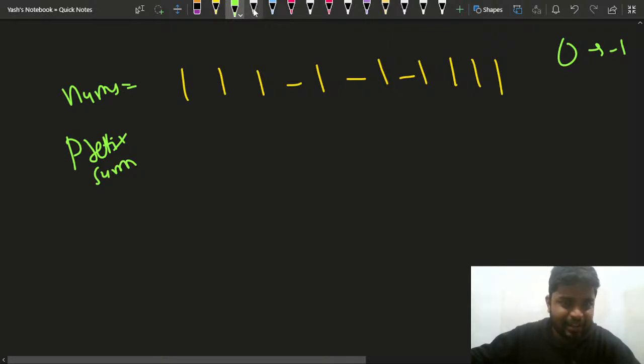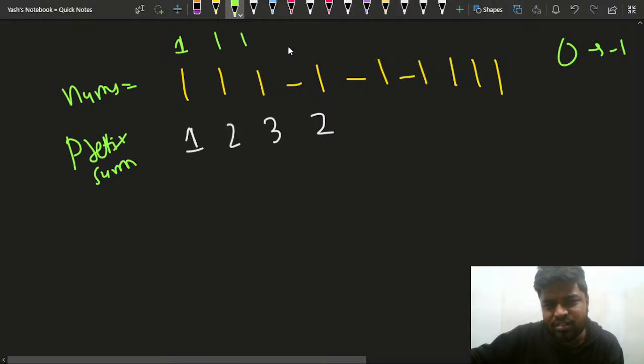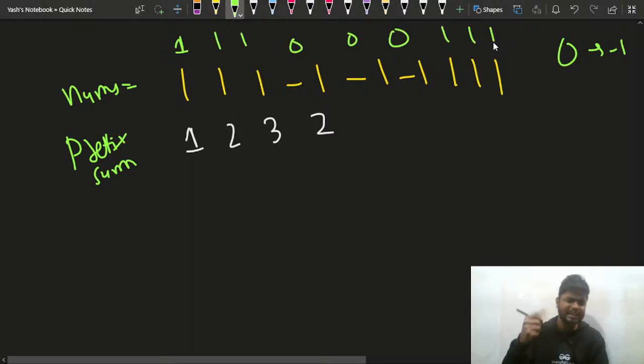So the prefix sum here is 1, the prefix sum here is 1, and the prefix sum here is also 1, right? The prefix sum here would become 2, and the prefix sum here would be 2. Does that indicate something? This is 1 1 0 0 0 0 1 1 1. So does this indicate something?